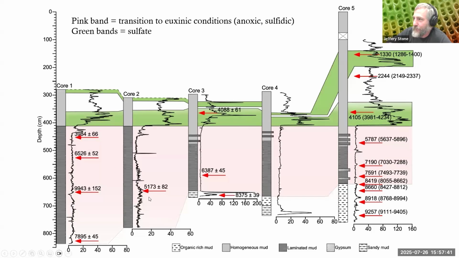The lower part is a sort of euxinic zone. The green bands are zones where there's a bunch of sulfates preserved in the core as well. And so we think that those are associated with this sort of transition back into normal lake conditions.